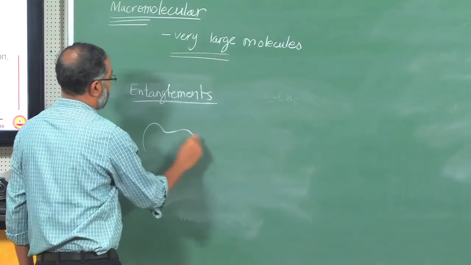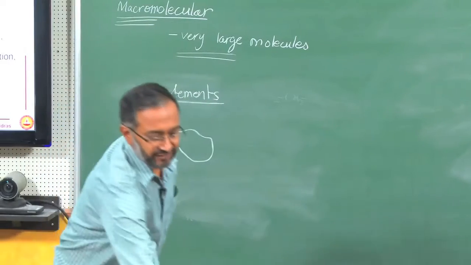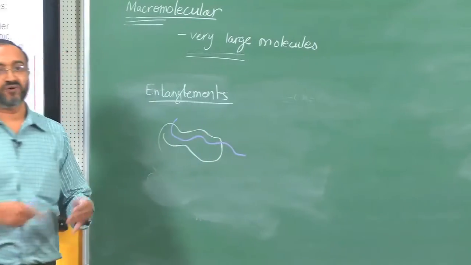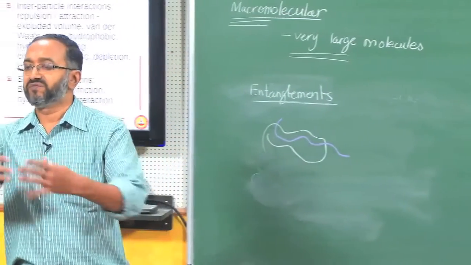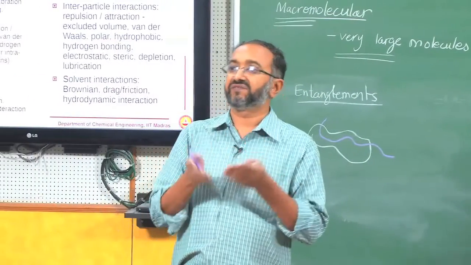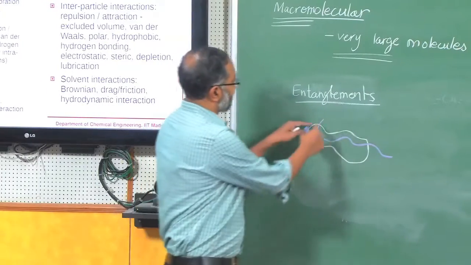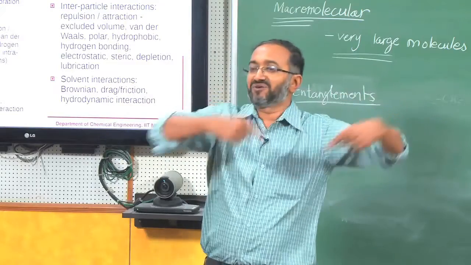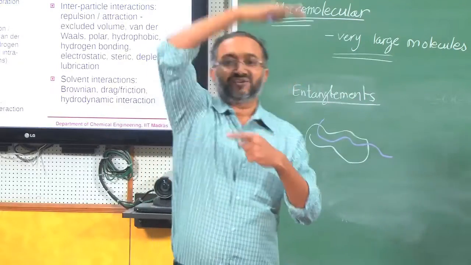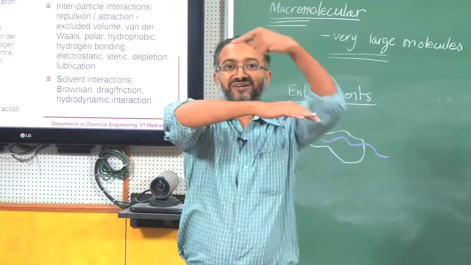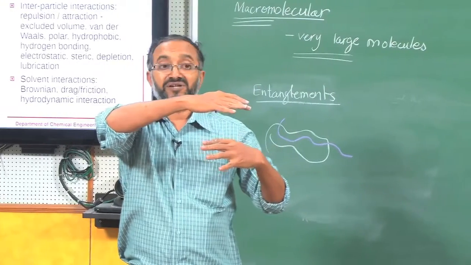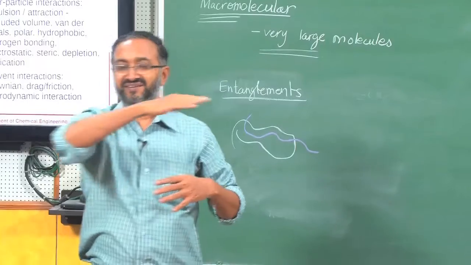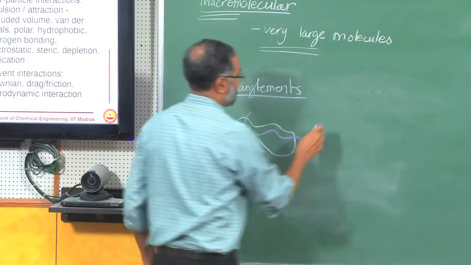So, basically one molecule is entangled with the other molecule, and because of all these entanglements molecules cannot freely move, they are confined. Basically what you can think is each and every molecule is confined in a tube, and that tube is made by all the other surrounding molecules, and so this molecule cannot go beyond the tube because there are always molecules which are entangled. But what this molecule can do is it can move like a snake. So, that motion is called reptation.